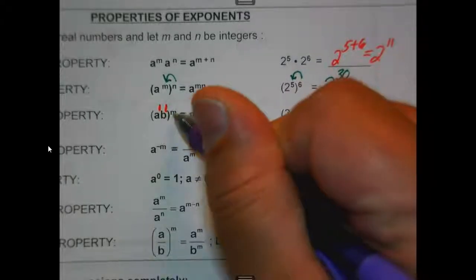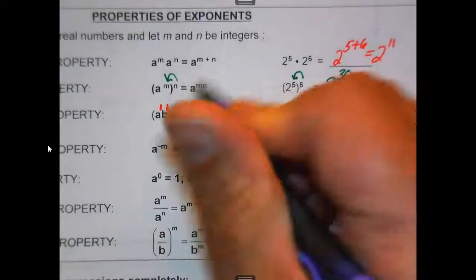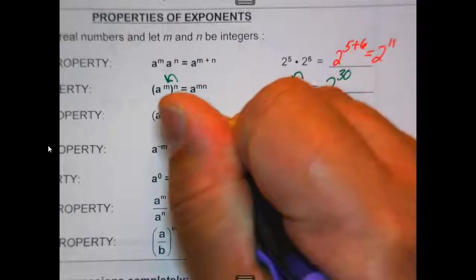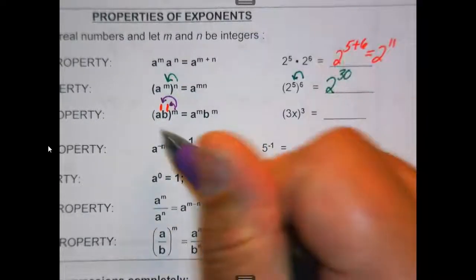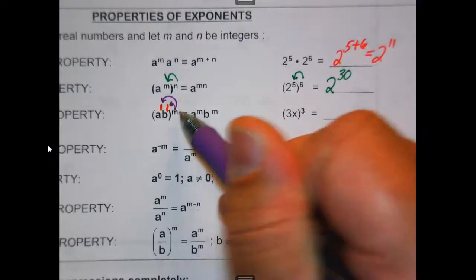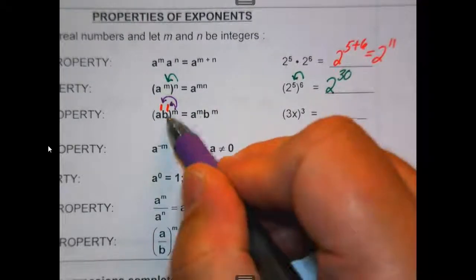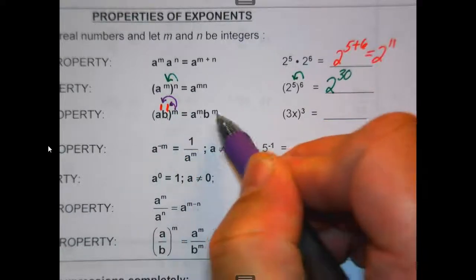So I have an exponent outside parentheses. What do I do? Multiply each exponent. So I have a to the 1 times m, or a to the m, b to the 1 times m, or b to the m.